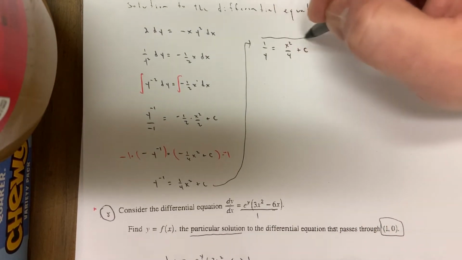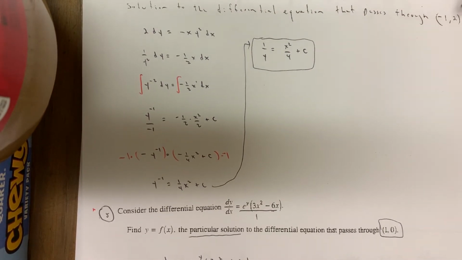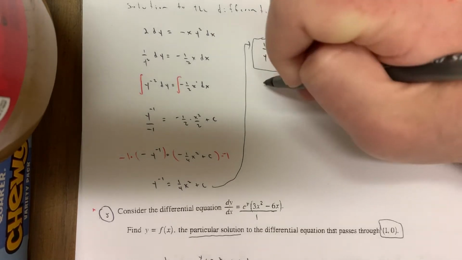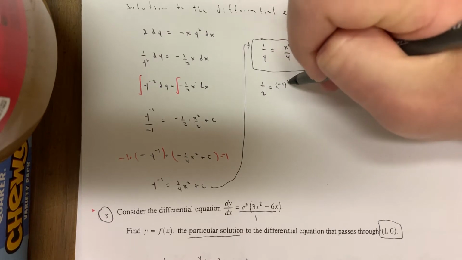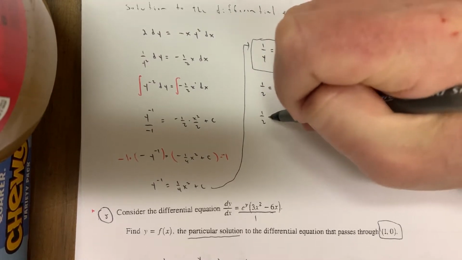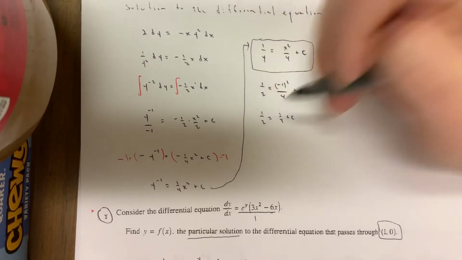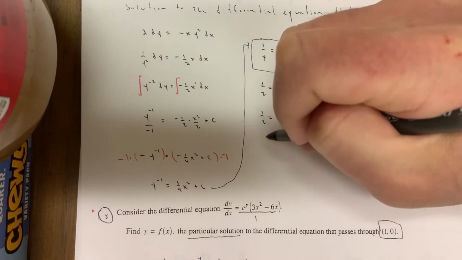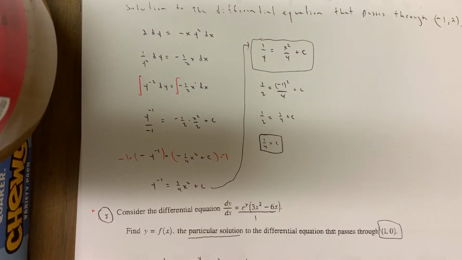I'm going to stop right here. Before you do anything crazy, solve for c. It'll make things easier. I know y is going to be 2. So 1 over 2 is equal to, we know x is -1, so -1 quantity squared over 4 plus c. And here we end up with 1/2 is equal to 1/4 plus c. So you subtract 1/4 from both sides. 1/2 minus 1/4 is just going to be 1/4. So I get 1/4 is equal to c.